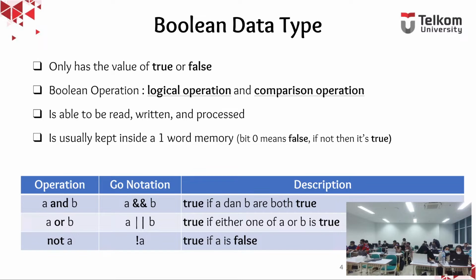We also have the NOT notation. NOT means negation. For example, if the value of A is true, when we say NOT A, the value becomes false, and vice versa. The notation in Go: this is for OR, the double bar here, and NOT is an exclamation mark. This Boolean data type is usually found in programs that consist of if-else or loops.